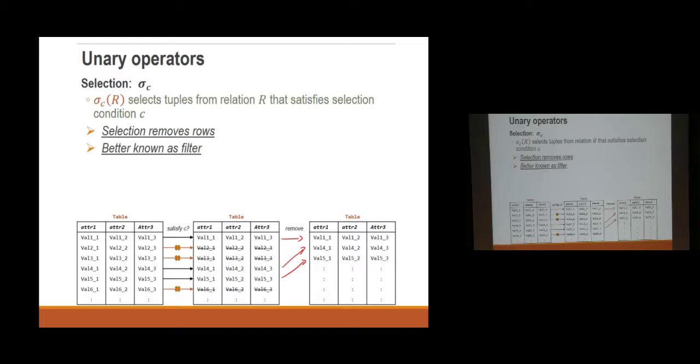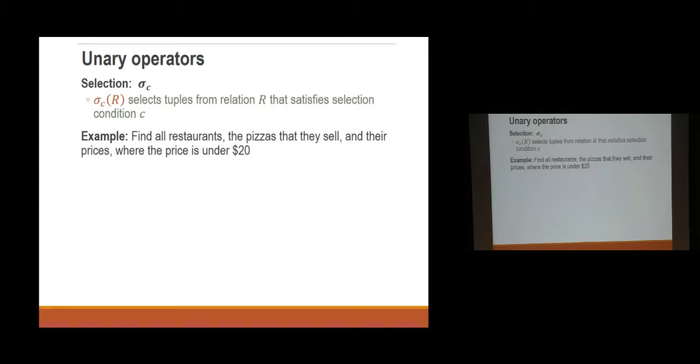So this one removes rows, and if you work with Python, this is better known as a filter, especially if you have taken CS1010S. A possible example is this: you want to find all restaurants, the pizzas that they sell, and their prices, such that you want only the prices that are under $20. So how do we solve this? Well, the condition that you need is that the price is under $20. So your C is equal to price under 20.